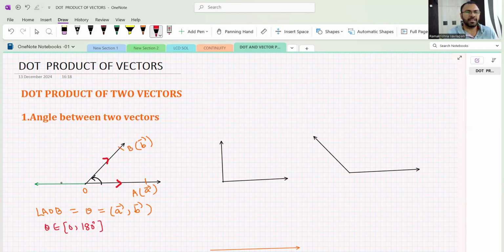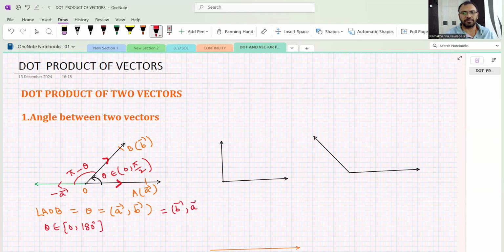And you see that this is the minus a bar vector. The angle between minus a bar and b bar is pi minus theta. In this diagram, theta belongs to 0 to pi by 2. Anyway, this is an acute angle.